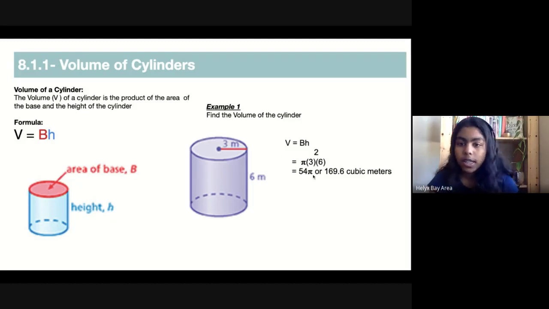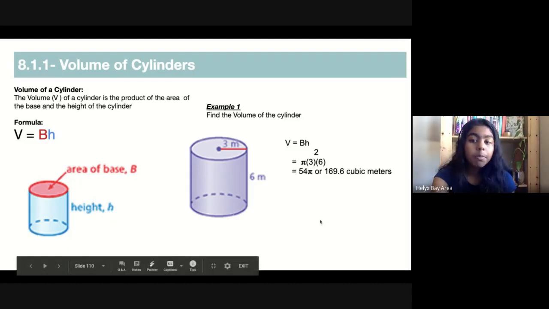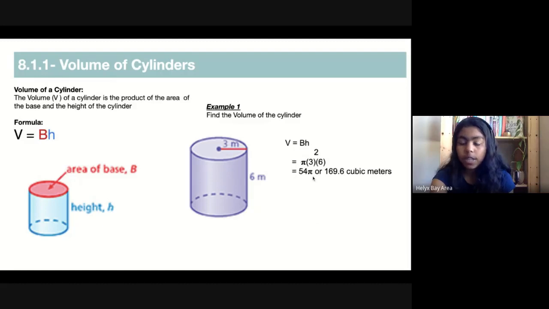And when we go ahead and simplify and expand, we're going to get 54 pi. And then you're going to go ahead and just multiply that out with pi equaling 3.14. And then you're going to get about 169.6 cubic meters. So you always want to read the directions when you're working with these types of problems, because sometimes it might ask you to round or multiply out 3.14, and sometimes the problem might just ask you to leave it as pi.